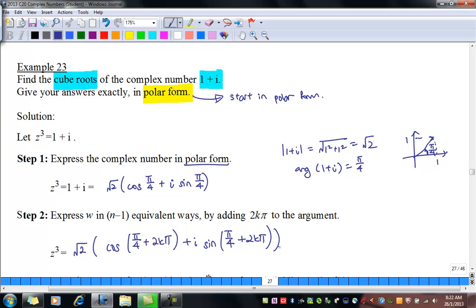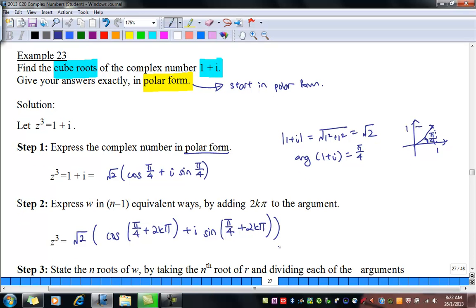After generating all these, I have to specify what the values of k are. So let me allow k to be 0, 1, 2, and where should I stop? In total, I should have 3 different roots, so it is good enough to stop at k equals 2. Because as we can see, this gives me a total of 3 different starting values of w. Each one of these values will later on give rise to one root of w.